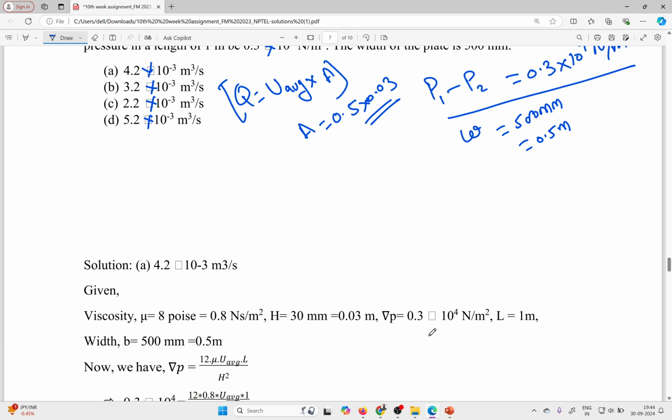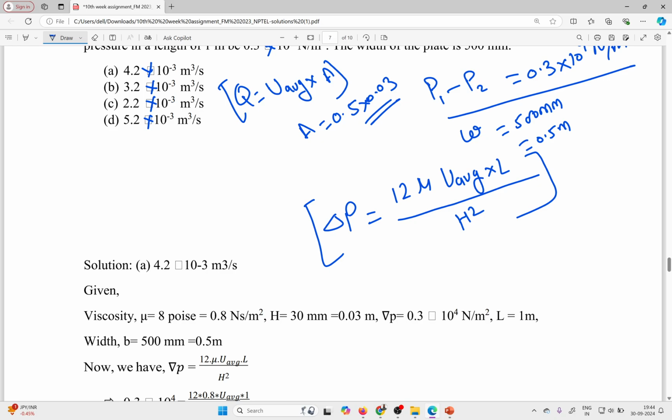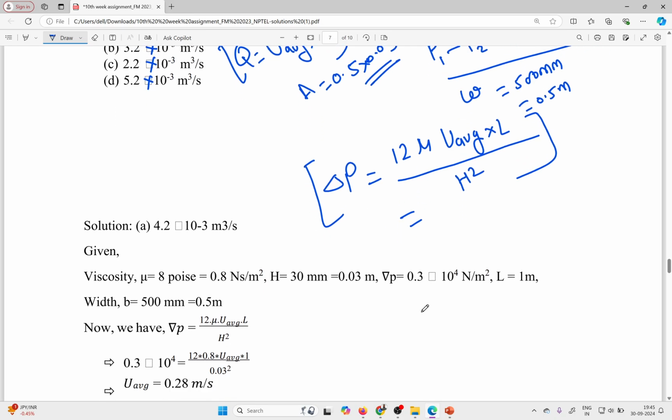For calculating the average velocity, you need to remember the formula between two parallel plates. The pressure difference formula is 12 mu u average into L divided by h square. This is the formula. How it comes, you need to go through the recorded lecture. Here the pressure difference is given already, 0.3 into 10 to the power 4. L is given 1 meter and h is given 0.03, it will be squared.